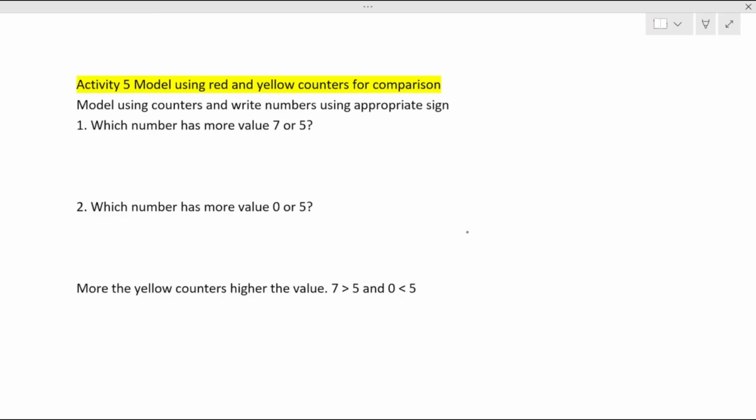So now we all understood that the counters can be used very well to model and understand integers. The yellow counters represent positive numbers, and the red counters are used for modeling negative numbers. Now, which value is more, 7 or 5? That is actually very easy to understand. You have 7, you have 5, and you already know 7 is more. Which number has more value, nothing or 5? It's obviously 5.